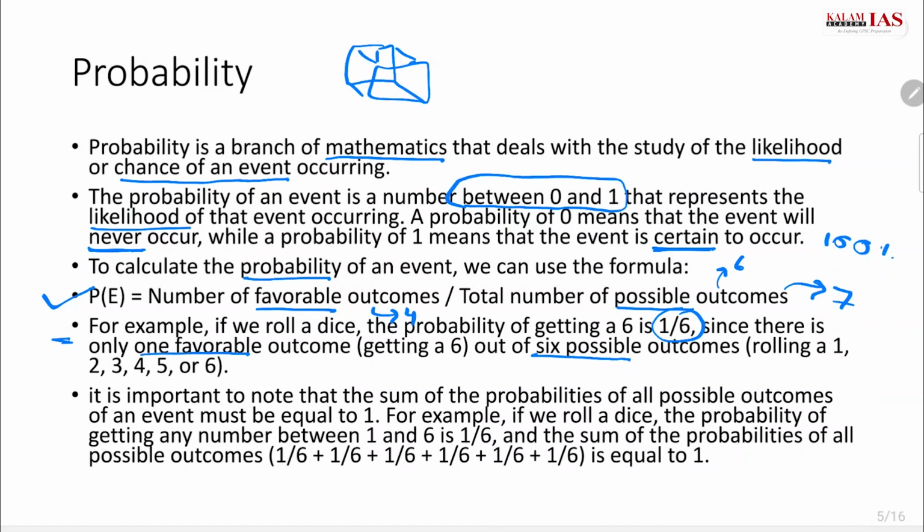One important rule that we follow in probability is that the sum of the probabilities of all possible outcomes of an event must be equal to 1. If we roll a dice, the probability of getting any number between 1 and 6 is 1 by 6. This is the probability of getting 1, this is for 2, this is for 3, this is for 4, this is for 5, and this is for 6. We are sure that whenever we roll a dice, we will get at least one number. So if we add all these probabilities, the sum is equal to 1.